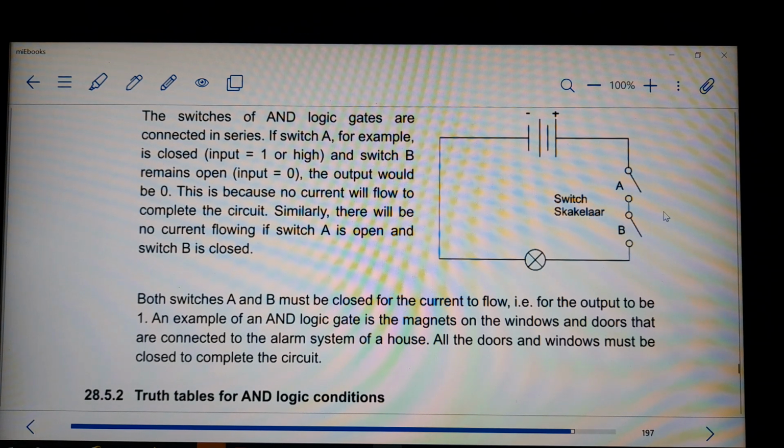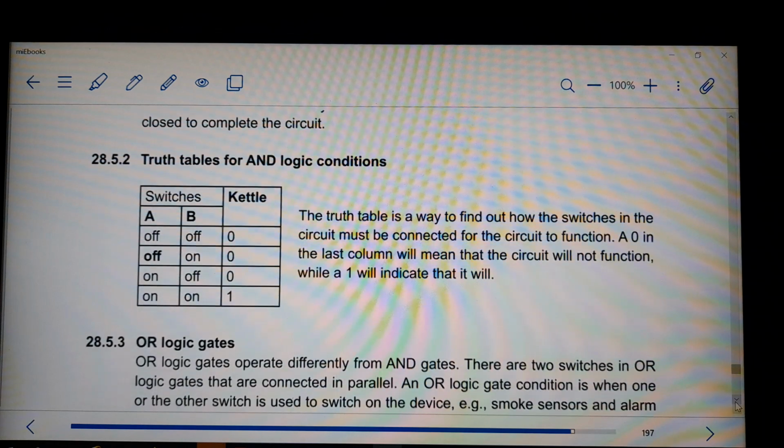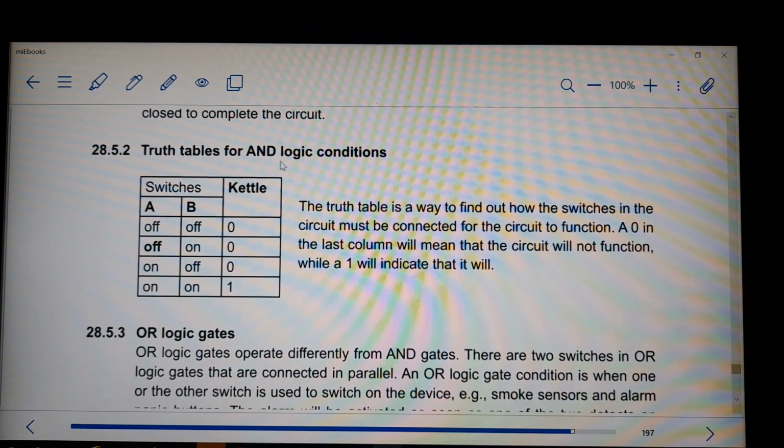So if you think of the AND gate, it's two switches in series and a light bulb. The inputs are the switches, two switches, and the output is the bulb. Now the truth table about the AND logic conditions. Don't worry, you'll understand this now.